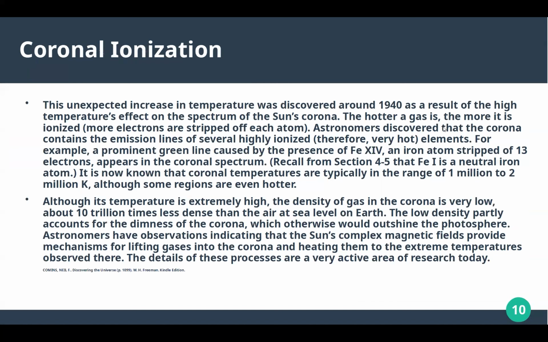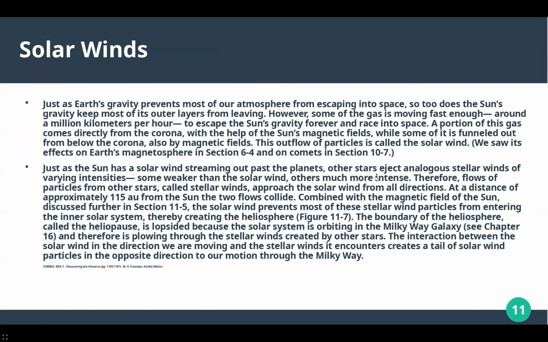Although its temperature is extremely high, the density of gas in the corona is very low, about 10 trillion times less dense than the air at sea level on Earth. The low density partly accounts for the dimness of the corona, which otherwise would outshine the photosphere. Astronomers have observations indicating that the sun's complex magnetic fields provide mechanisms for lifting gases into the corona and heating them to the extreme temperatures observed there. The details of these processes are a very active area of research today.